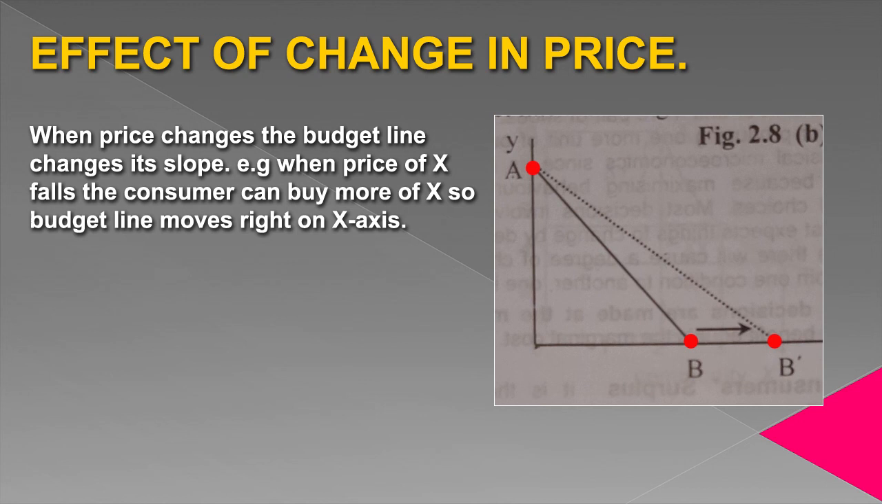Why does it move towards the right? Because the price of X decreases. People start buying more of X. So our budget line shifts its position and becomes AB dash, indicating that more of X is bought by the people now because of the decrease in the price of X.